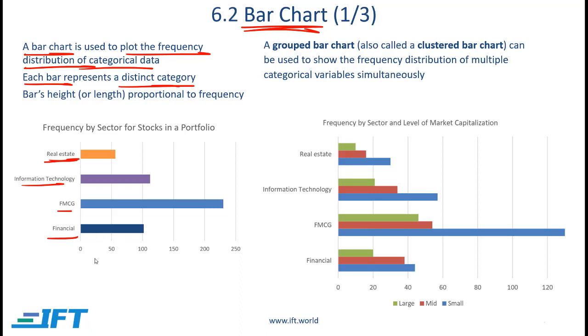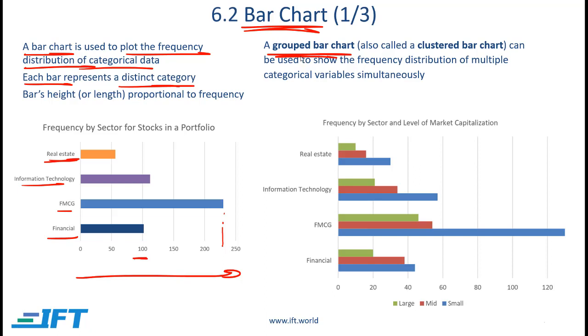So what we are looking at here is the fact that we have about 100 stocks in the financial sector, we have about 250 stocks in the FMCG sector, and so on. So through this bar chart, we get a sense for how many stocks are in each sector. This is a regular bar chart. It's presented horizontally over here, but bar charts can also be presented vertically, as we will see shortly.